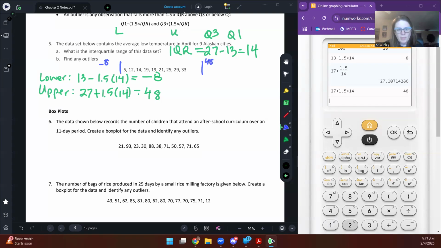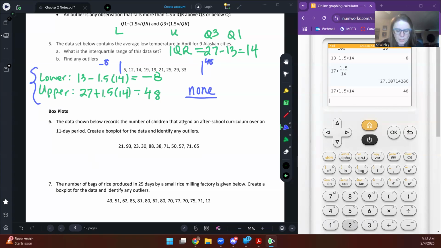What I like to think of it as is a bunch of cows in a pasture. These blue lines are the fences, and the numbers are the cows. We want to know if any cows got out. If any cows got out, that'd be anything smaller than negative 8, which there's none. The fence is right here, the 5 safely inside. And are there any numbers bigger than 48? No, there's none. The 33 is safely inside. So there's no outliers, but you want to make sure you have those calculations.